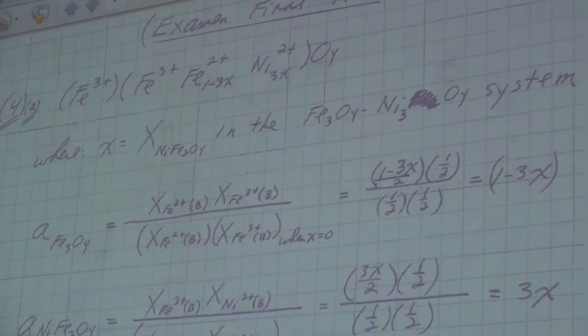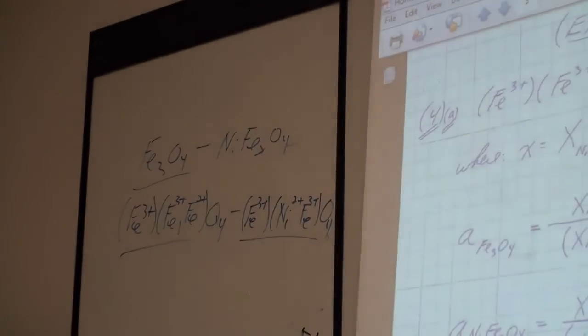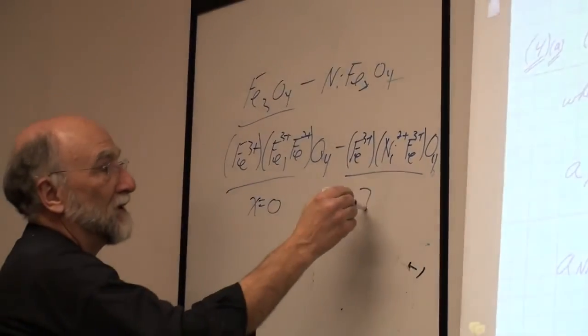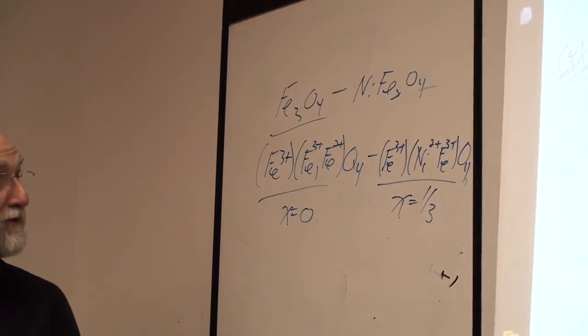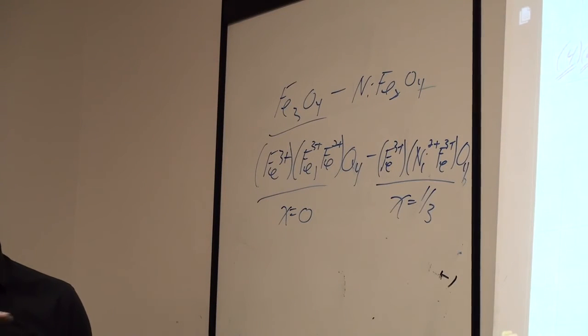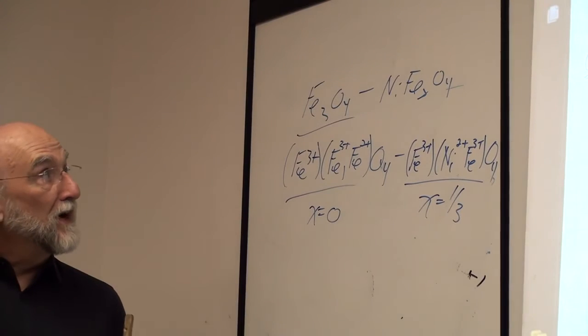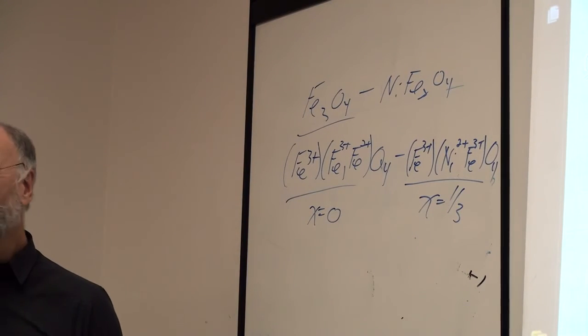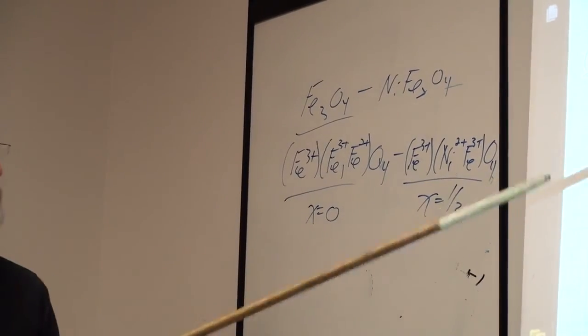But right in here, this is your binary system, your real binary system. This is x is 0, and over here you have x is 1/3. When x is 1/3, x was the axis in the phase diagram, which goes to, when x is 1, you would have Ni3O4, which is, so that's why I wrote it this way. You don't have to write it this way, I was trying to.